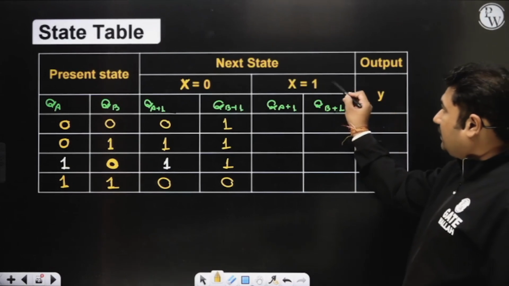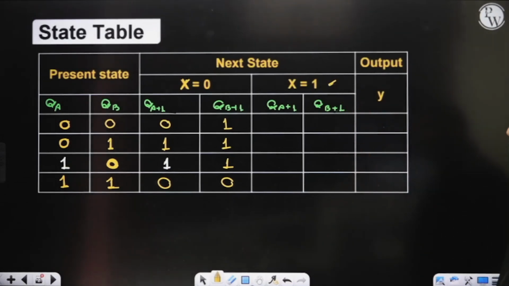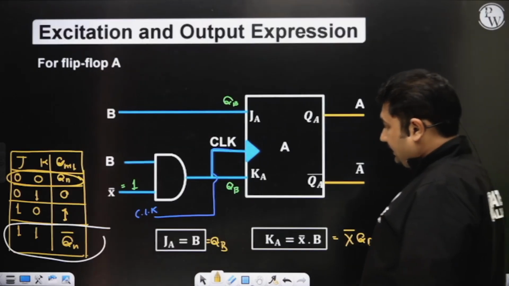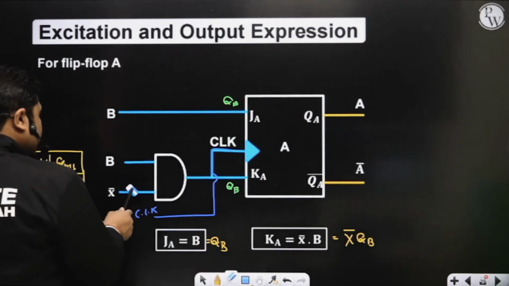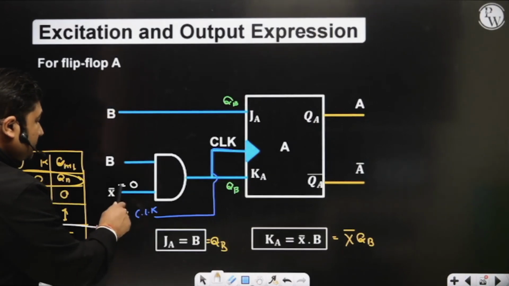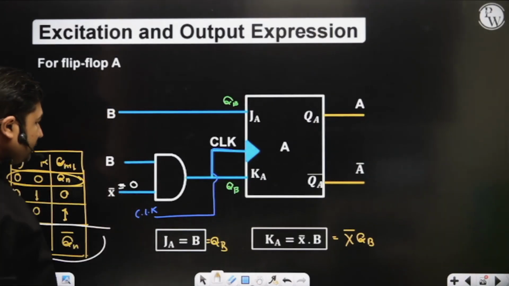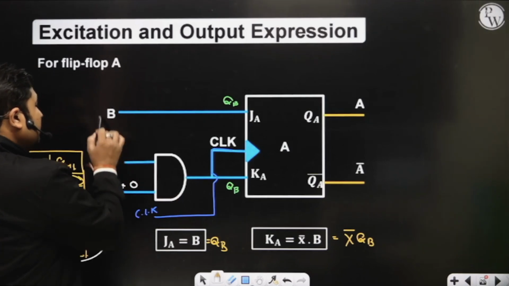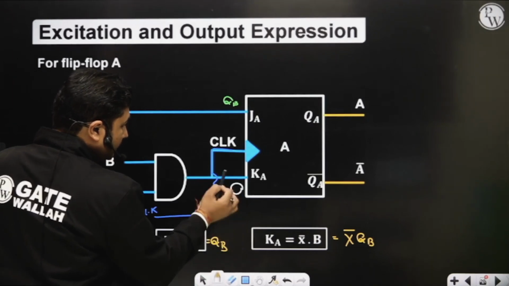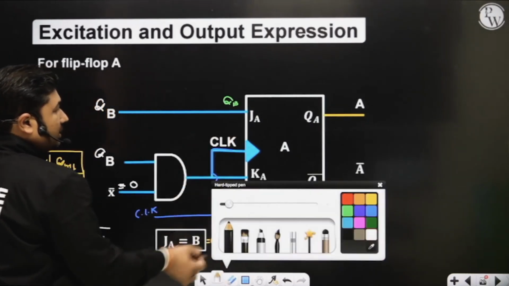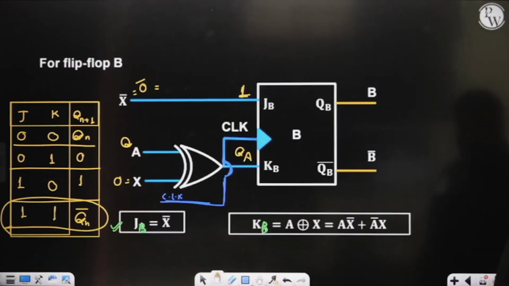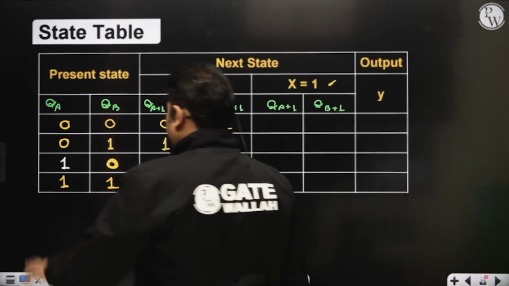Similarly, for X equal to 1. Next, I am going to X equal to 1. We need to understand again with X equal to 1. This will become 0, X bar will become 0. When X bar is 0, what is appearing here? 0 only. And what is appearing here? QB. So JA is QB, KA is 0.